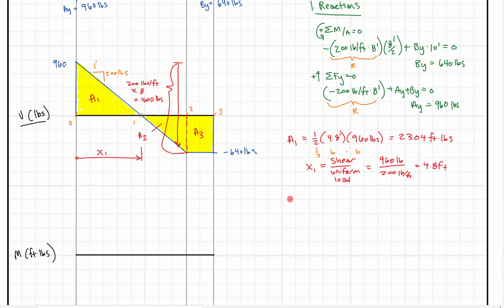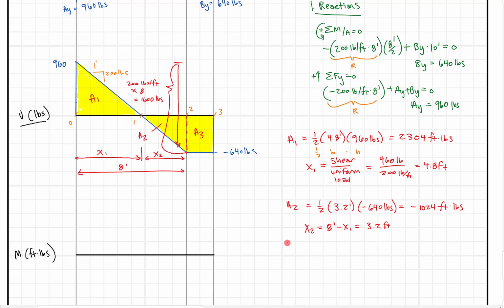Okay, so that's the value of area 1. And then we can ask, what's area 2? Area 2 is again going to equal 1/2 base times height. But in this case, what's our base? Our base is going to be the remainder. So I'm going to call this x2. And x2 is this whole distance. If the whole distance is 8 feet, then x2 has to equal 8 feet minus x1, so x2 has to equal 3.2 feet. So that's our new base, 3.2 feet. Our new height is minus 640 pounds, and that minus sign is important because it means we're going to have a negative area here that's going to push our moment diagram down. So when we do that out, I think we get minus 1024 foot-pounds here.